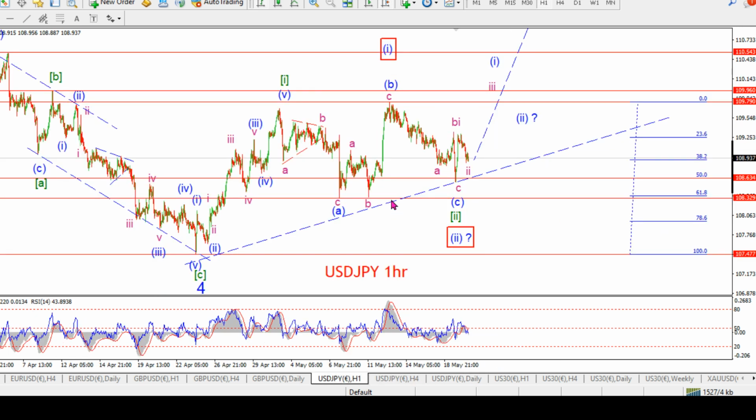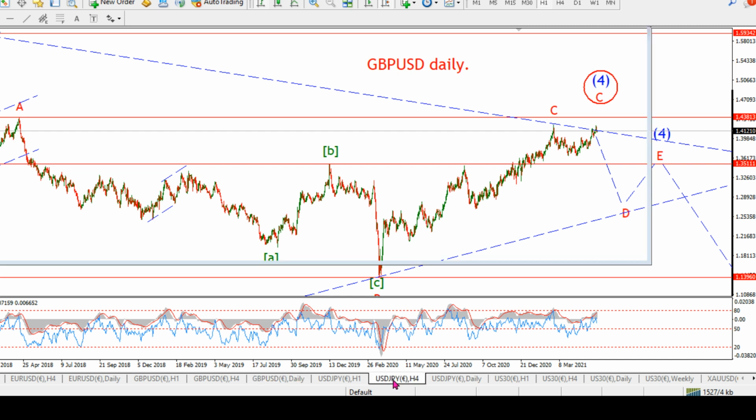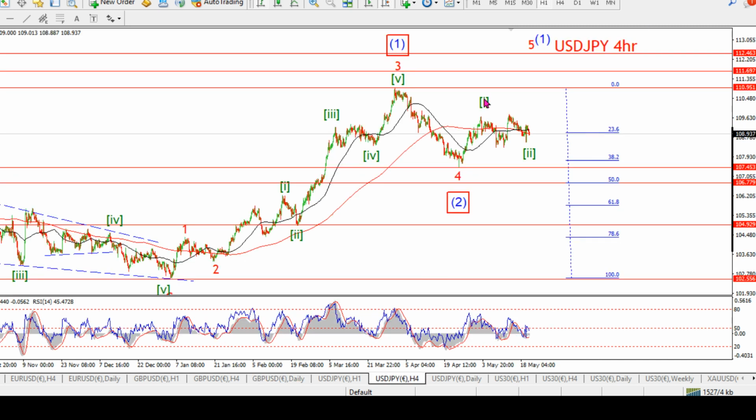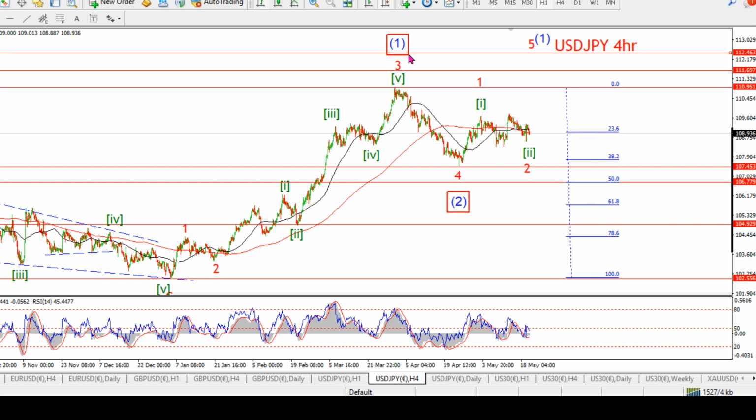Let's get into the hourly count here. Excuse me, sorry, I misspoke there. I should be moving that up another degree. Forgive me. I'll leave that as it is. But the alternate count would view this as a 1, 2 at a higher degree there. Let's see if I can mark that. Yeah, so that would be 1, 2 at a higher degree.